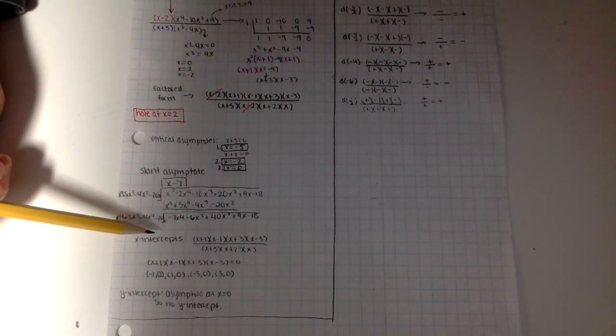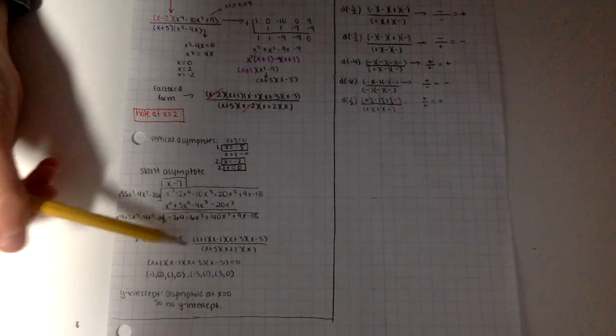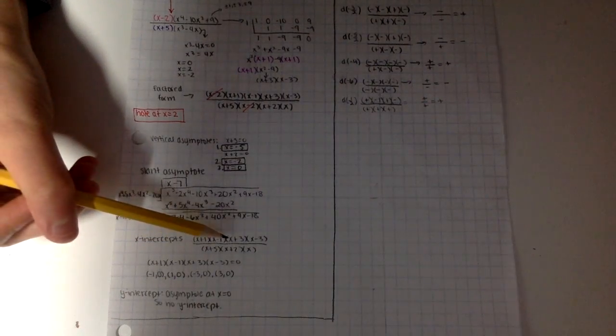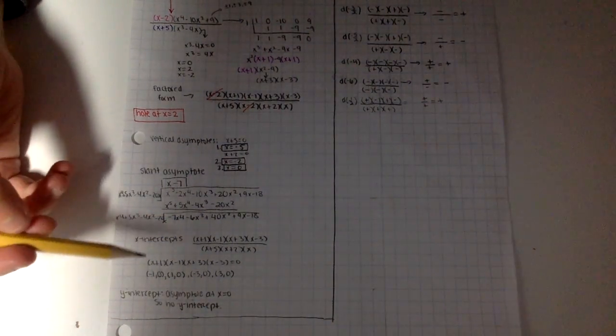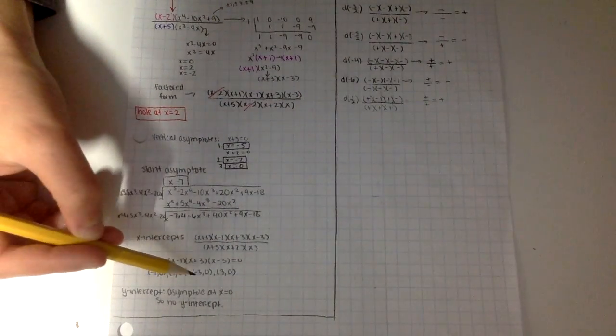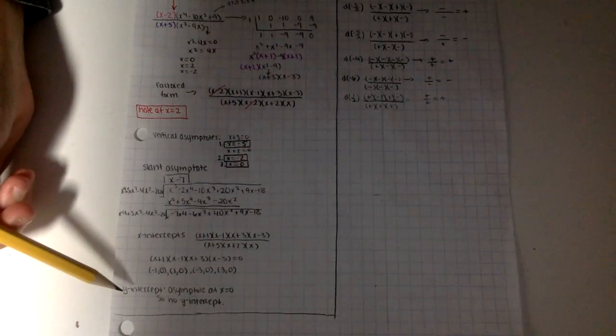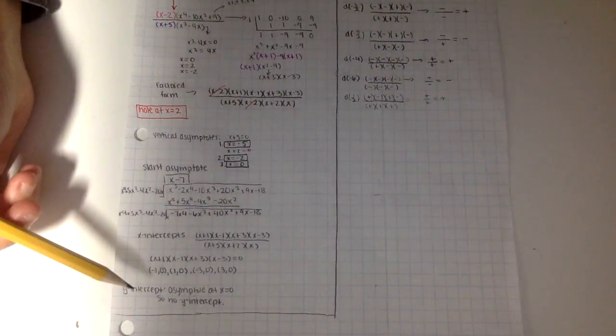And then for the x-intercepts, I used the factored form to find which values of x I would need to make my top 0, which would make the overall function, the y value, 0. And then I found those right here: negative 1, 1, negative 3, and 3. And then for the y-intercept, I knew that there was an asymptote at x equals 0, so there wasn't any y-intercept.